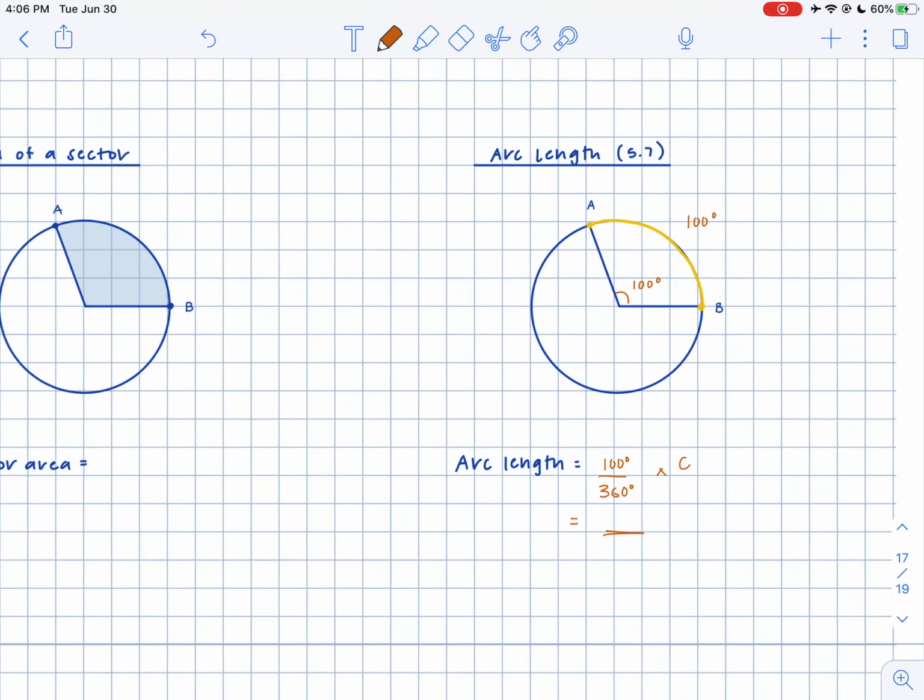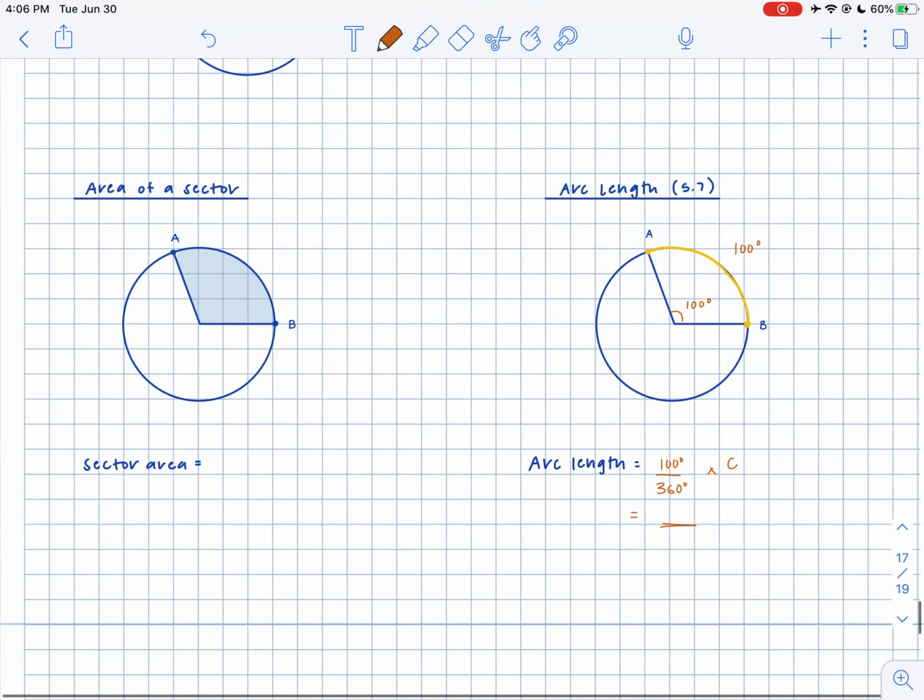I'm not going to solve it because we did a lot of it in 5.7. So if you're confused, please go back and watch that video. What you see for arc length is we took some fraction and we just multiplied it by the circumference, because the circumference is just the distance around the circle.